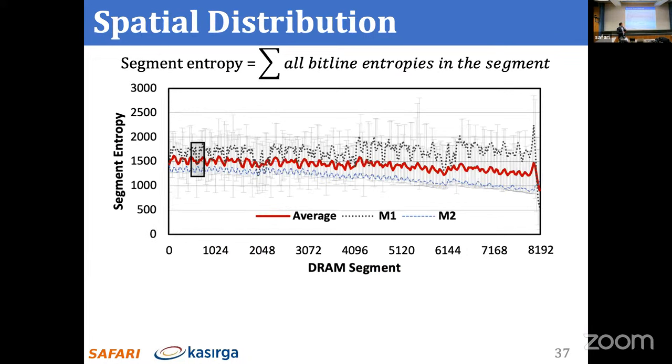We also look at how the entropy is distributed across rows in the DRAM chips or module we tested. Here, you see the segment entropy, which is essentially the sum of bitline entropies in a segment or in a row. On the x-axis, we have the segment or row IDs. We plot three curves here. The first one is the average, which is the average across all modules. And we also plot two other curves for two representative modules that have a distinct pattern, essentially.